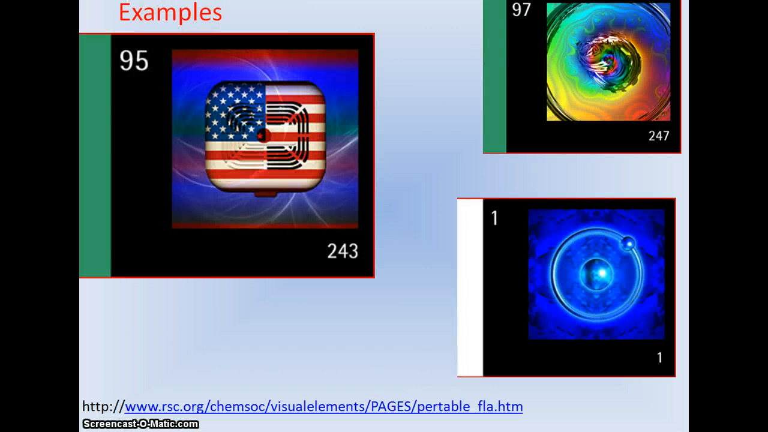So then I show them a couple pictures of the original things that I looked at. If you look at the one with the American flag, if you look closely, that's actually a smoke detector because that's americium. The element is used in smoke detectors, and so that artist did that. Up in 97 is berkelium, so they got the whole tie-dye thing. If you look at number 1, that's hydrogen, obviously. Hydrogen is a big part of water, so it has a water background.